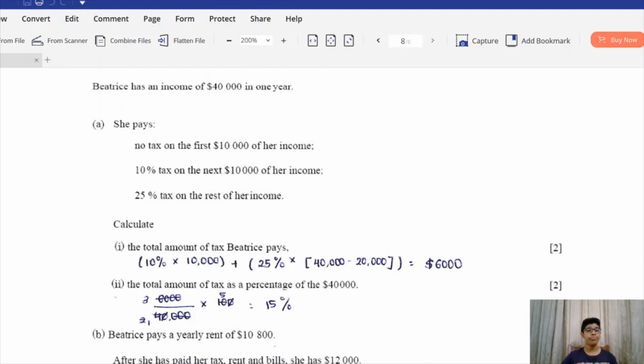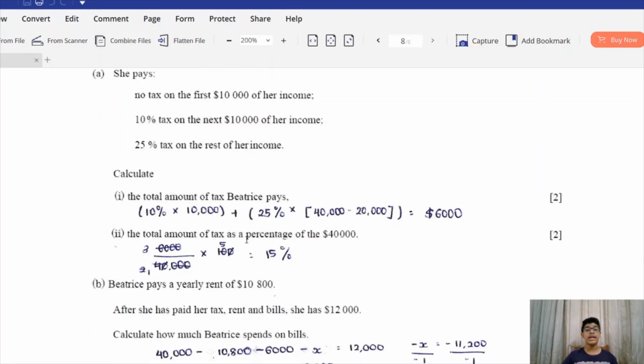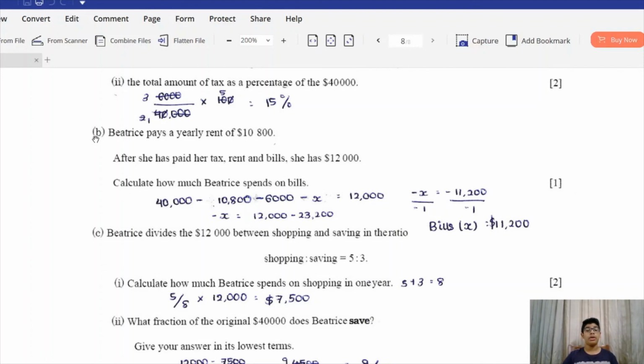Quite straightforward. Roman 2, the total amount of tax as a percentage of the $40,000. So the total amount of tax as a percentage is basically, we're going to have to take how much she paid for tax, 6,000. What's the total amount? 40,000. So 6,000 over 40,000 times 100. Put that in your calculator and you should get that the total amount of tax as a percentage of the full amount is 15%.